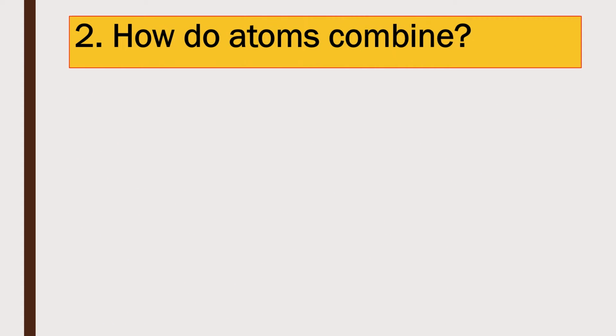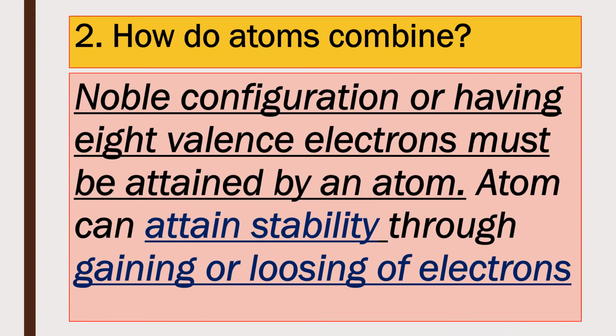How do atoms combine? Noble gas configuration or having 8 valence electrons must be attained by an atom. Atoms can attain stability through gaining or losing of electrons.